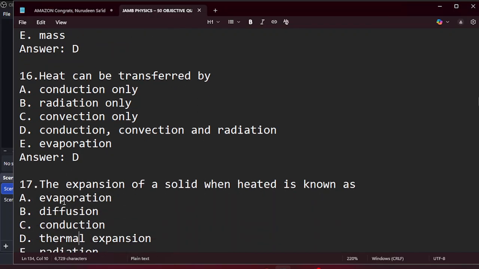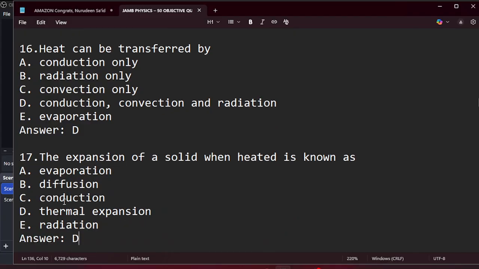Heat can be transferred. Okay, question number 16. Heat can be transferred by A. Conduction only. B. Radiation only. C. Convection only. D. Conduction, convection, and radiation. E. Evaporation. The answer is D, which is conduction, convection, and radiation.